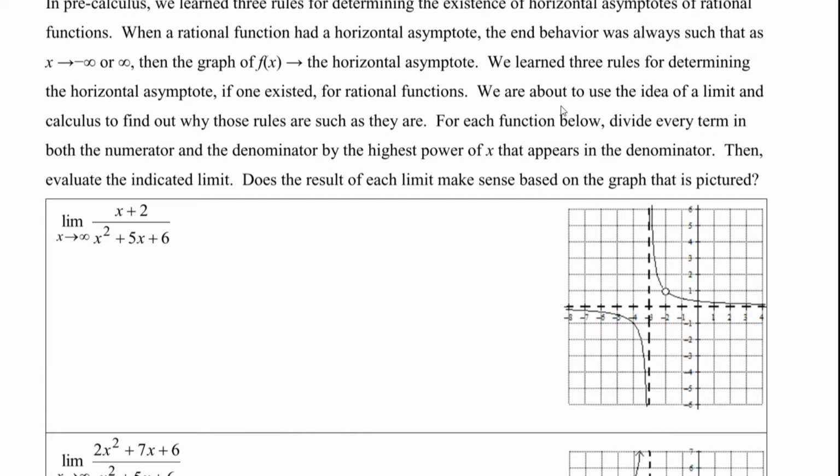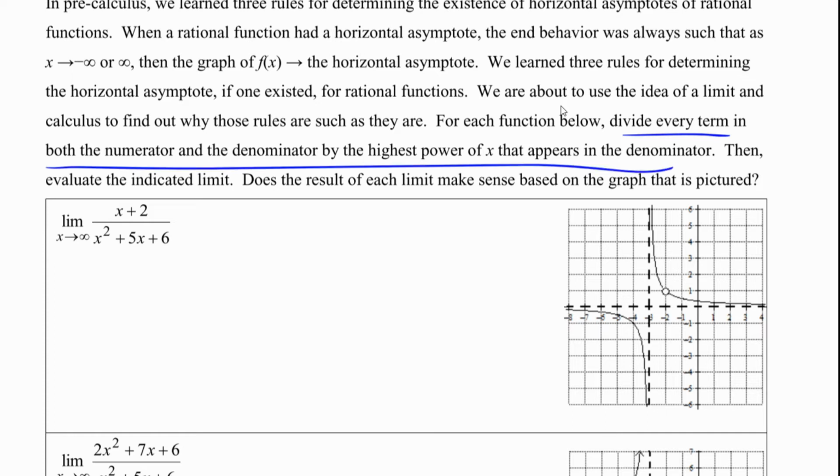In pre-calculus, we learned 3 rules for determining the existence of horizontal asymptotes of rational functions. When a rational function had a horizontal asymptote, the end behavior was always such that as x approached negative or positive infinity, the graph of f of x approached the horizontal asymptote. What we're going to do here is use the idea of a limit in calculus to find out why these rules are the way they are. For each of these functions, we're going to divide every term in both the numerator and the denominator by the highest power of x that appears in the denominator.